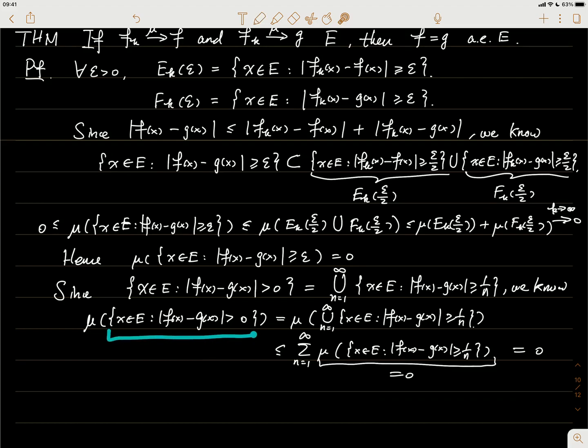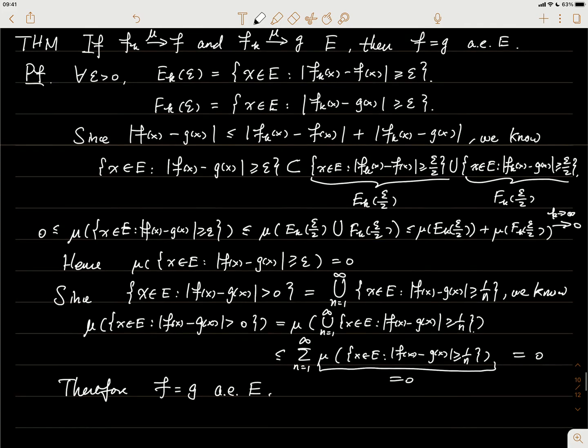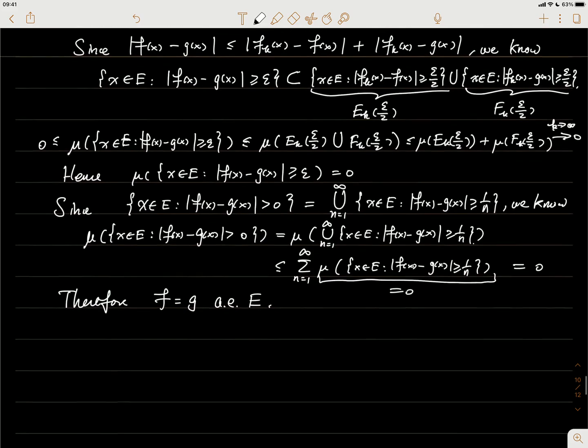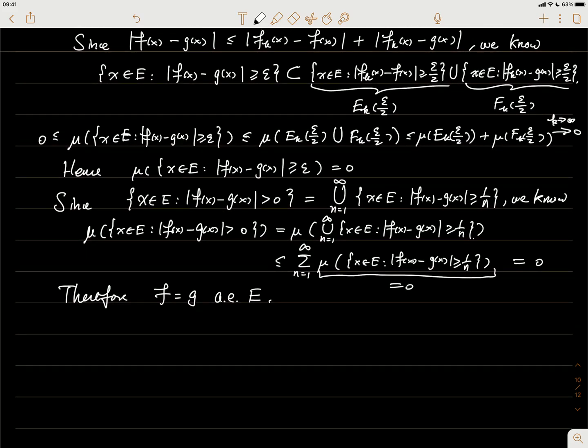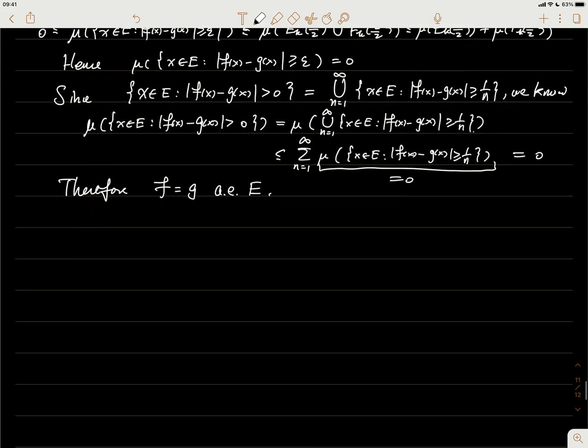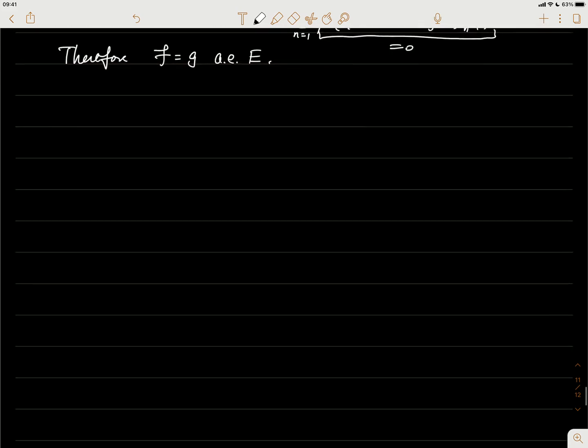And that is how we showed that this set has measure 0. This set is where the two functions disagree, and they're just saying that they only disagree on a measure 0 set. Okay? Therefore, f and g are equal almost everywhere on E. So this tells us that the limit of convergence in measure is unique in the almost everywhere sense.